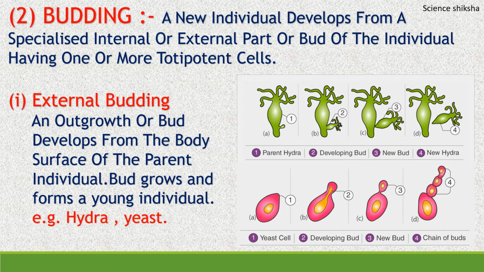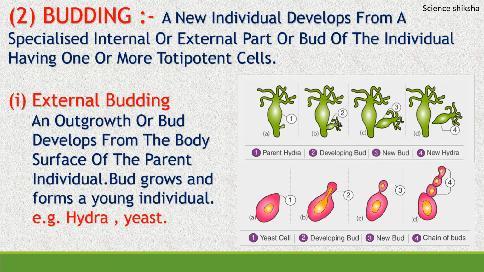So in the picture also, first the parent hydra is there. It develops a bud and then new bud grows by getting nourishment from the parent, and then the bud detached from the parent hydra to form a new hydra. In the same way, yeast cell also develops a bud, then a new bud is formed which grows and further a chain of buds is formed. In case of yeast, this chain of buds is known as the torula stage.